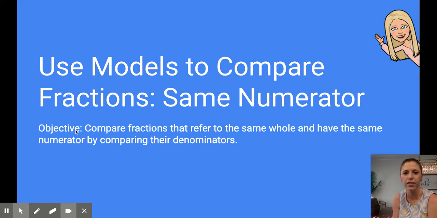Our objective is to use models to compare fractions with the same numerator. So we'll be looking at the same sized whole, and then we'll be comparing our fractions by taking a look at the numerator and taking a look at the denominator, okay?